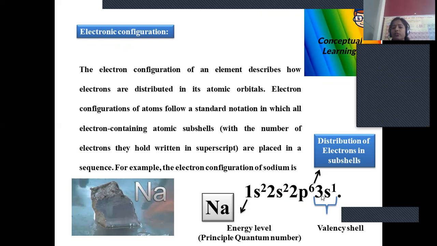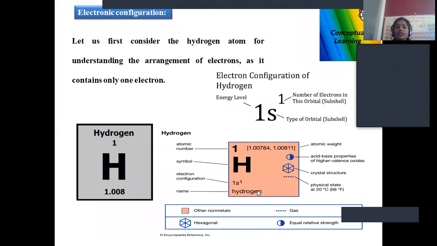1, 2, 2, 3 denote the principal quantum number. And s and p are the subshells where electrons are located. This is said to be the last orbital. The last subshell is said to be the valency shell. In this case, the third shell is the valency shell. Outer orbitals are said to be the valency shell. How the electrons are distributed is represented in the superscript. 1s is filled with 2 electrons. In the 2s orbital, we have 2 electrons. 2p is also occupied with 6 electrons, and in 3s only 1 electron is there. This is called the distribution of electrons in all these subshells. So this is about the electronic configuration pattern.